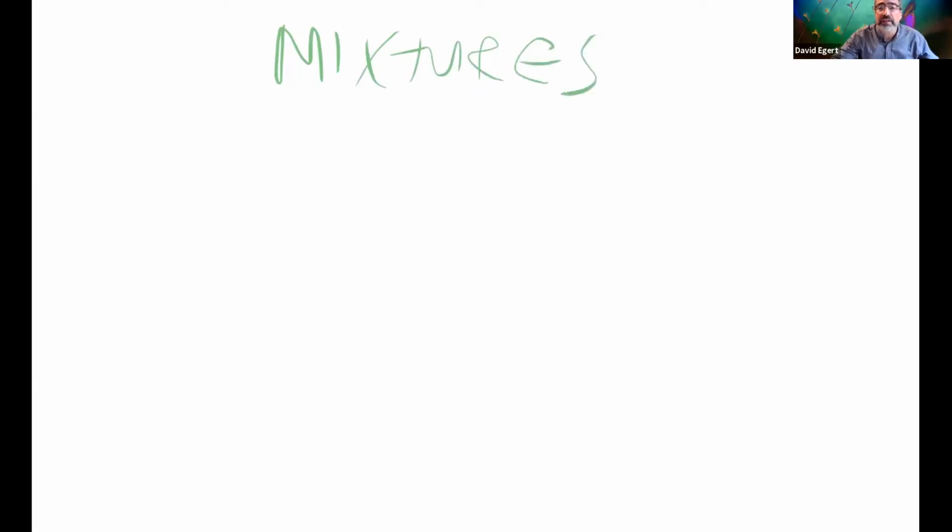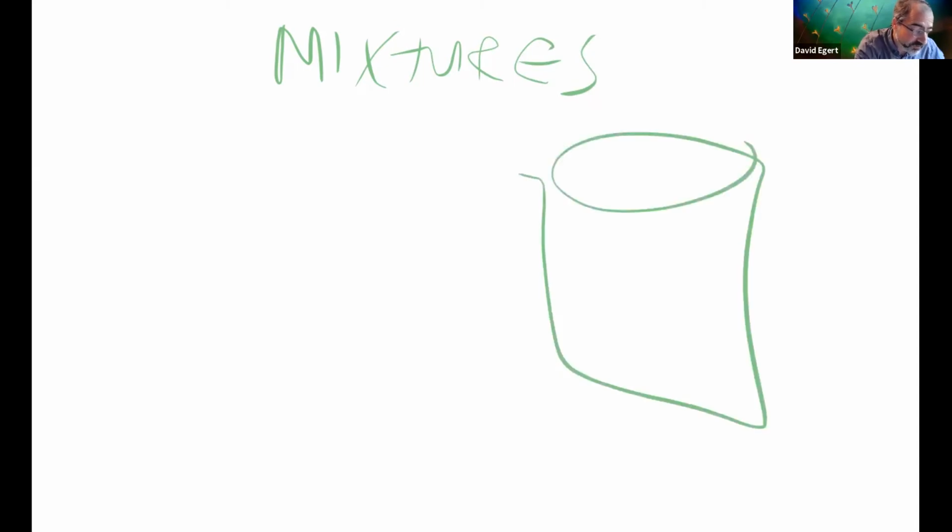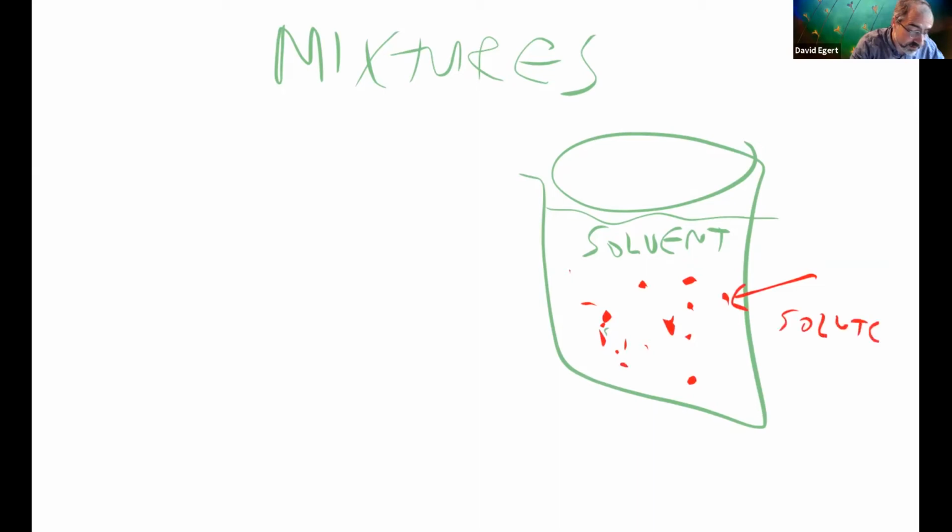So when you're mixing things together, usually there's some kind of solvent, which is the preponderance of stuff, and then some kind of solute, the stuff that you are mixing into the solvent. In sugar water, sugar was the solute and water was the solvent.